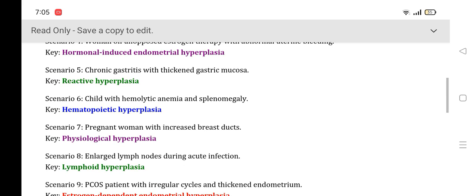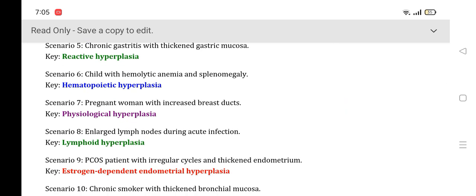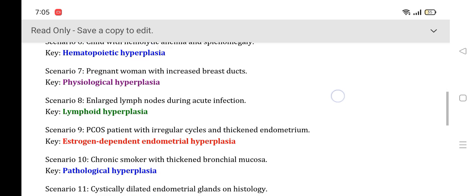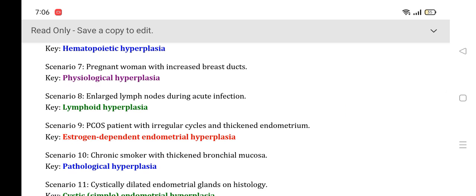Then the next question is a child with hemolytic anemia and splenomegaly. So here you see the splenomegaly is because of the hematopoiesis ongoing, and ultimately there is hematopoietic hyperplasia because the spleen is leading to increased turnover of the RBCs in response to the hemolytic anemia. Then the next question is a pregnant woman with increased breast ducts. So she is pregnant, so you know that in pregnancy there is physiological hyperplasia of the breast duct. So it is normal. Then the next question is enlarged lymph nodes during active inflammation, that is basically lymphoid hyperplasia.